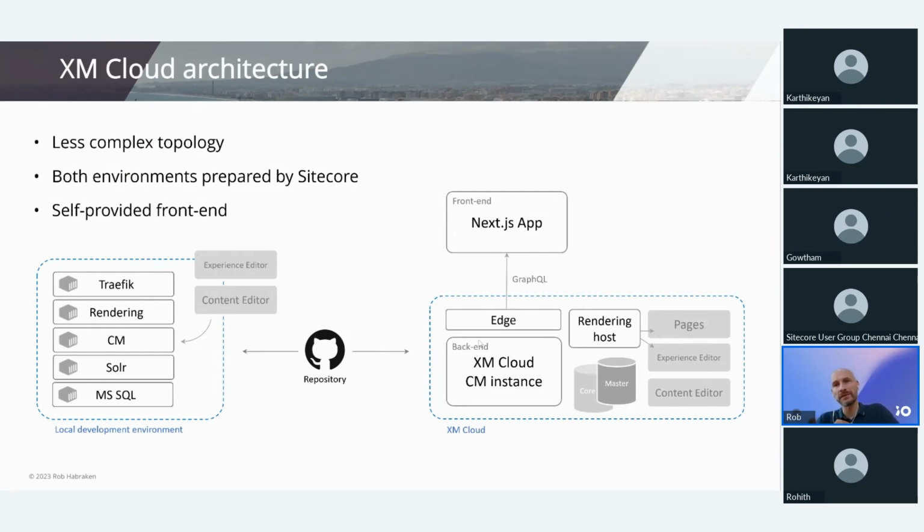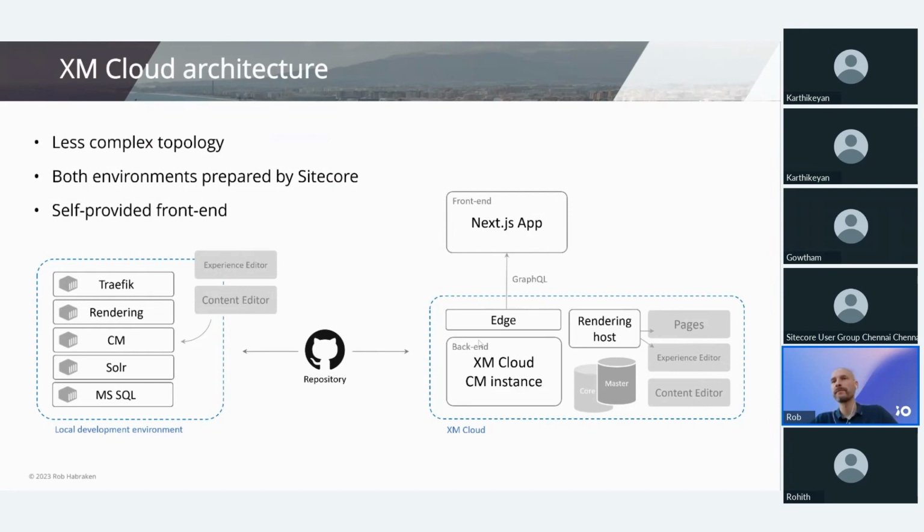And XM Cloud actually consists of a few elements. You have the XM Cloud CM instance, which is quite comparable to your former CM instance. You have Edge, and Edge is best explained as an API to query against for your GraphQL, but it's also a CDN for your media items.